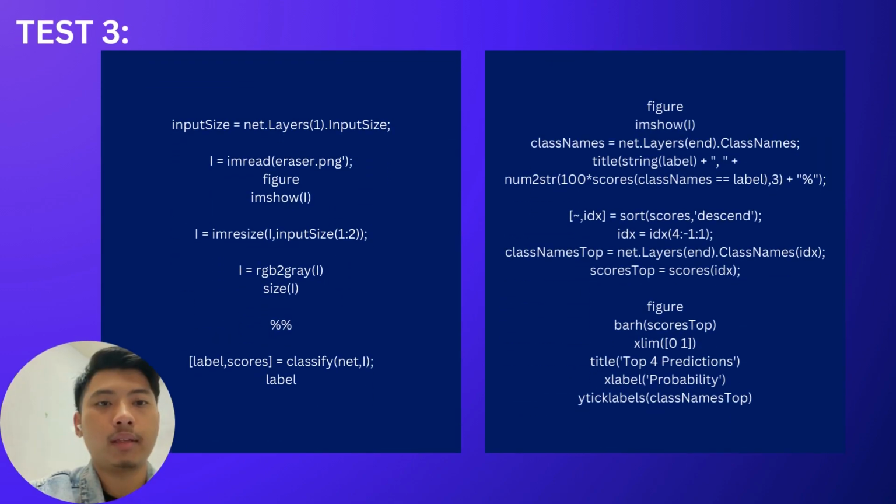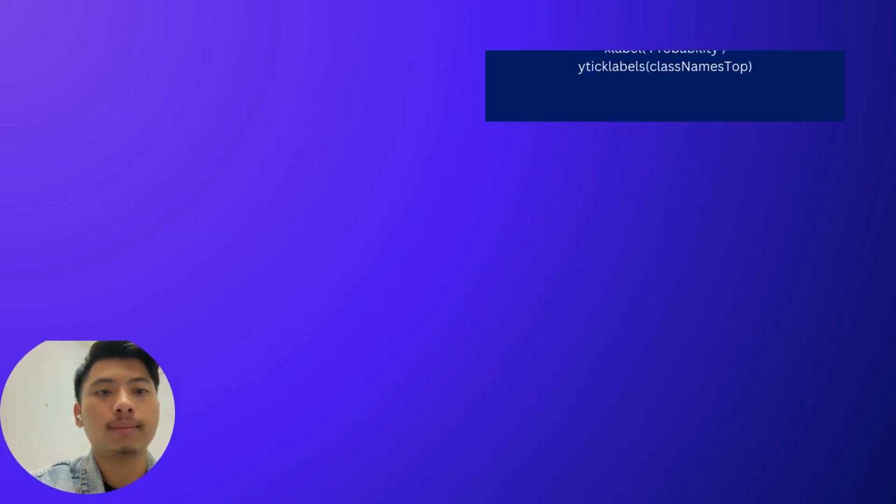For the third test, we choose a picture of an eraser to test out the accuracy. The result from figure 20 shows 47.7%. We can conclude that it is also a successful third test.